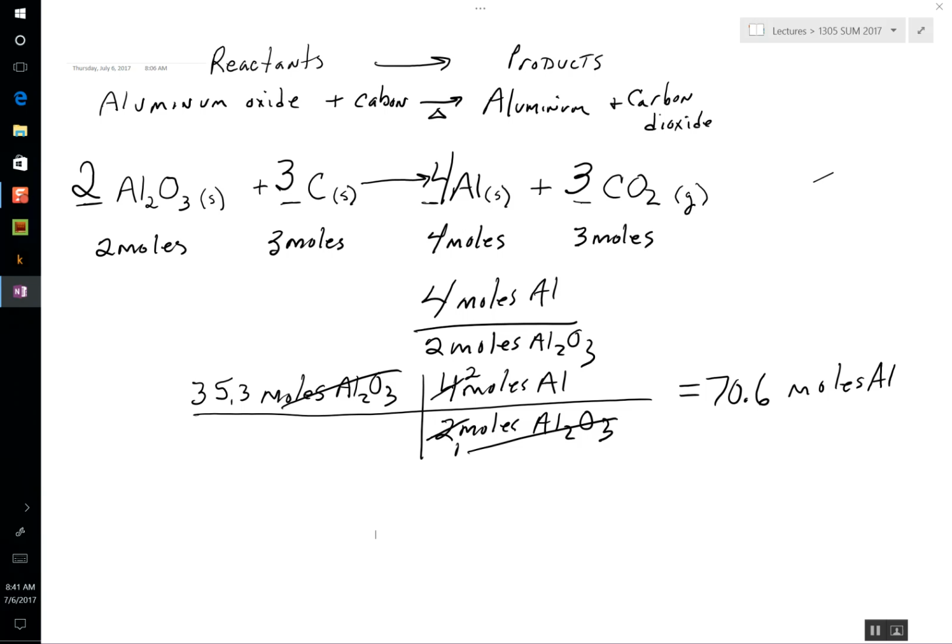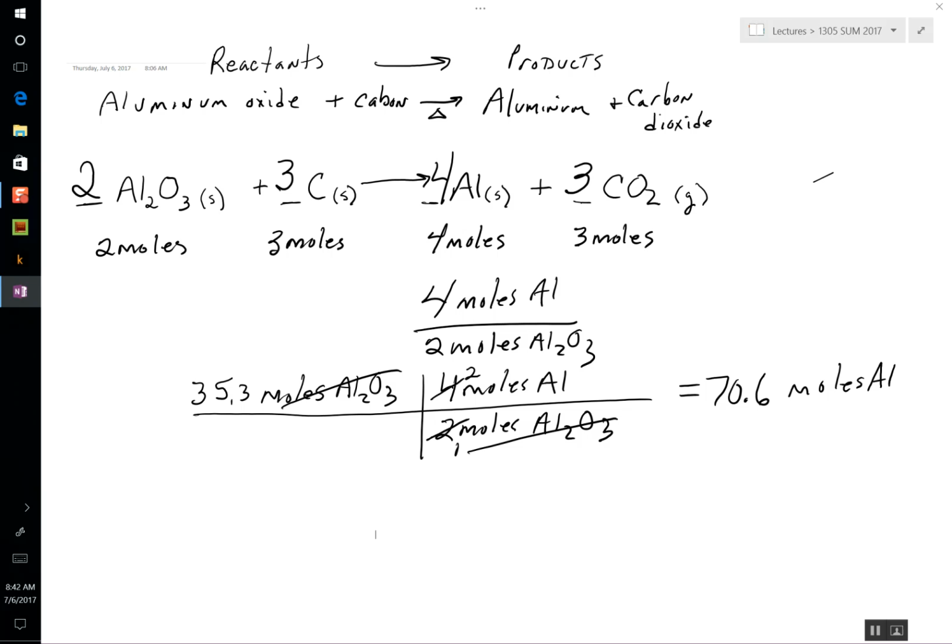I could have asked any question here. I could have said, how many moles of carbon dioxide would be produced if 35.3 moles of aluminum was produced? You could relate any 2 things. It doesn't have to be a reactant to a product. It could be, if I'm going to get 12 moles of this, how many moles of carbon dioxide would I get? If I produce 12 moles of aluminum, well, you're going to get 3 moles of CO2 for every 4 moles of aluminum. So you could ask this kind of question about any 2 things in that equation.